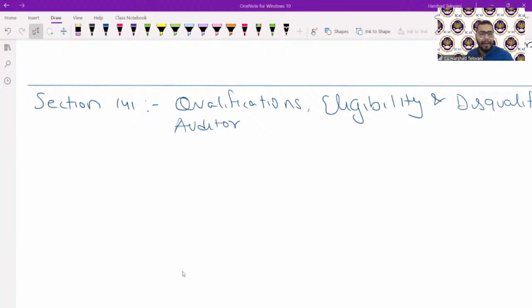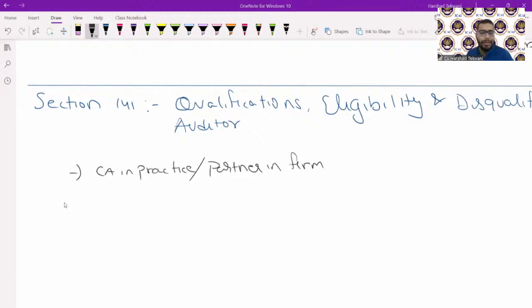Section 141 says, first criteria, simple: a CA in practice, or a partner in a CA firm, is eligible to be an auditor. So either he should be a CA in practice or a partner in a CA firm to be eligible to be a statutory auditor.